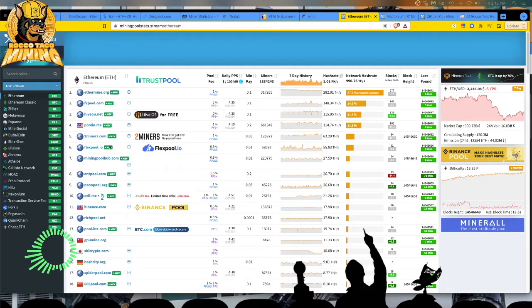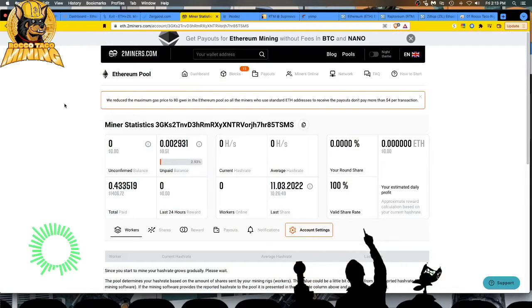But you can basically go in, and once your miner's set up, you have your wallet address. You're mining ETH, but you're getting paid out in Bitcoin. So you use a Bitcoin wallet address. That is key. And then you can go over here, look at your Twominers dashboard.